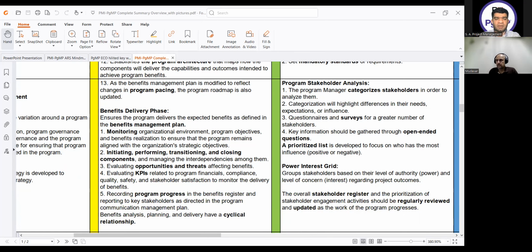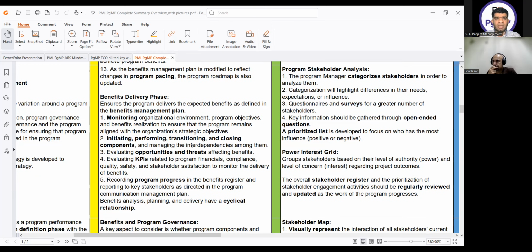Then we come to the benefit delivery phase. It ensures the program delivers the expected benefits as defined in the benefits management plan, monitoring organizational environment, program objectives, benefits realization to ensure that the program remains aligned with the organization's strategic objectives, initiating, performing, transitioning, and closing components and managing their interdependencies, evaluating opportunities and threats, evaluating KPIs, recording program progress in the benefit register, and reporting to key stakeholders as directed in the program communication management plan.